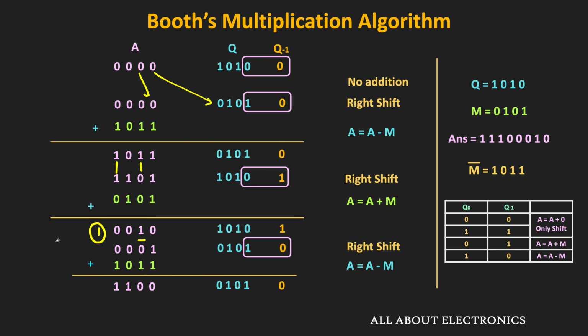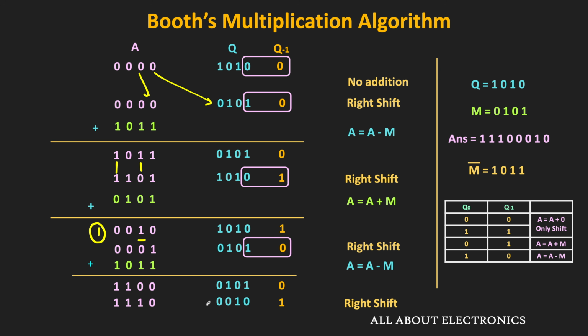And during the addition, if there is any carry, then that will be neglected. And once again, here the content of the Q and the Q minus 1 will remain as it is. So after the addition, once again, the right shift operation will be performed. And after the arithmetic right shift operation, this will be the content of the AQ and the Q minus 1.